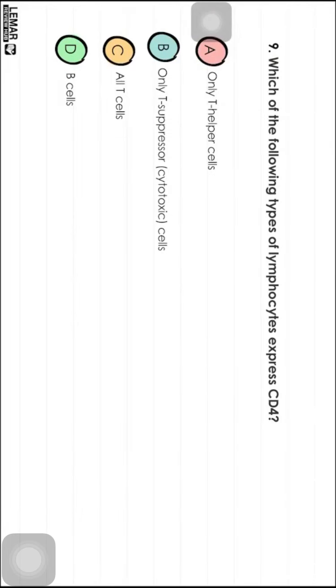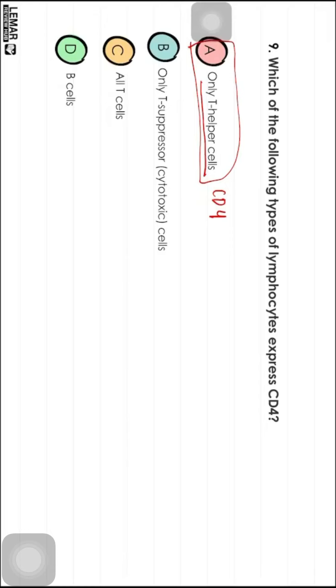Number 9. Which of the following types of lymphocytes express CD4? We have A, only T helper cells, B, only T suppressor or cytotoxic cells, letter C, all T cells, or letter D, B cells. So the answer for 9 is A, only T helper cells. T helper cells express CD4. Neither T suppressor cells nor B cells express CD4.